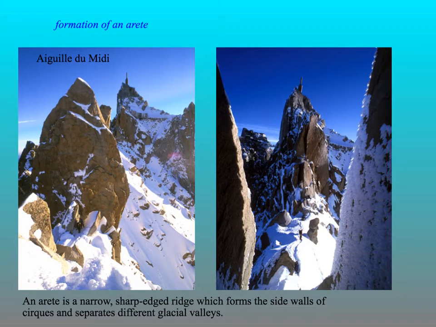Now an arête forms, or can form, when two quarries form side by side, but the description of it is it's a very narrow, sharp, knife-edged ridge which forms the side walls of quarries. Now you can see in the pictures here how sharp and thin it is. It can be fairly dangerous to be walking on.